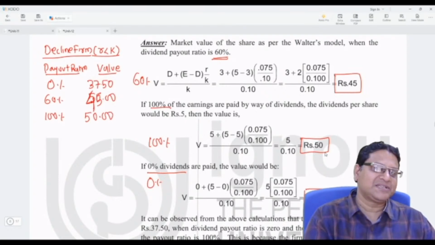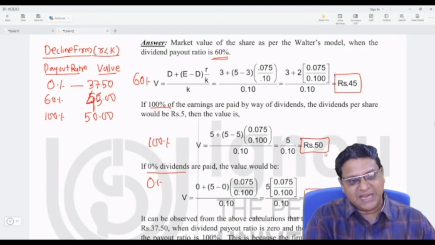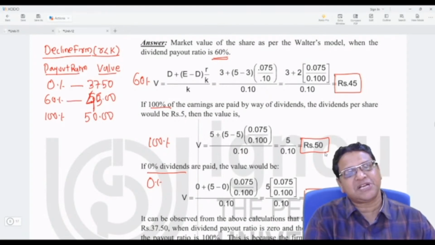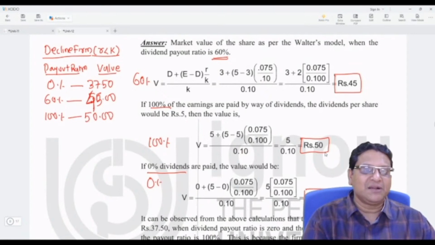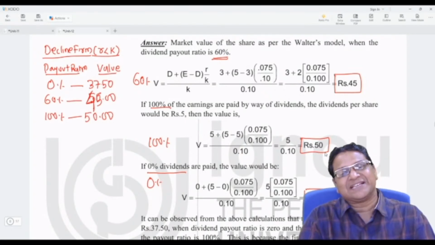So just look at these particular figures. If the payout ratio is 0%, the price of the share is 37.50. If it is 60%, it is 45. If it is 100%, it is 50. That means if you go on increasing the dividend percentage, the value of the firm increases.